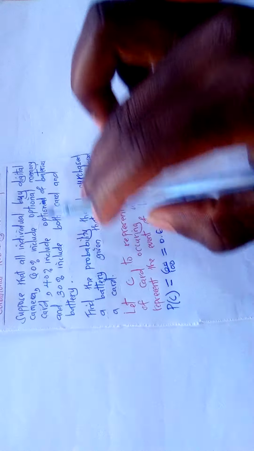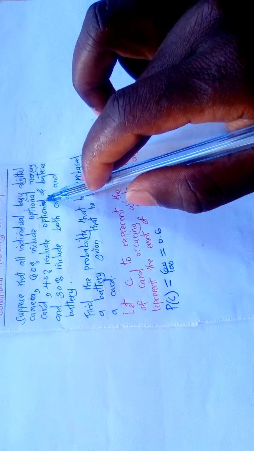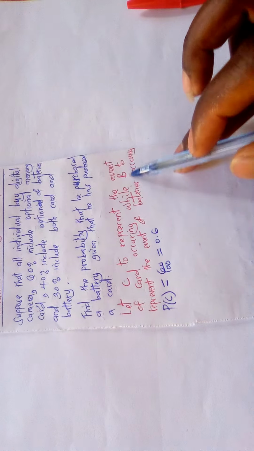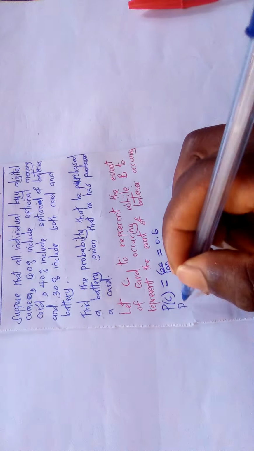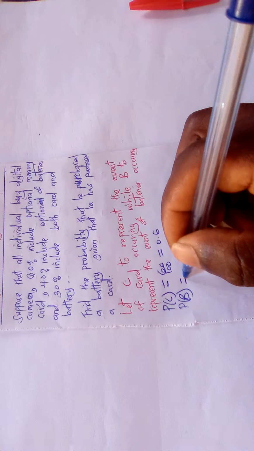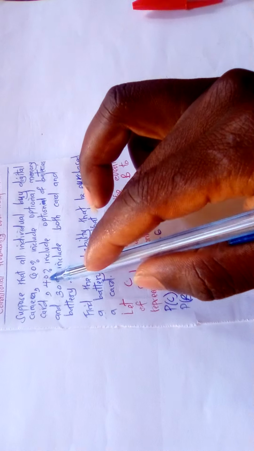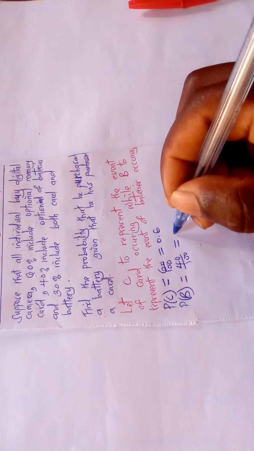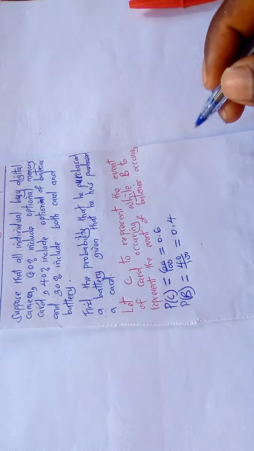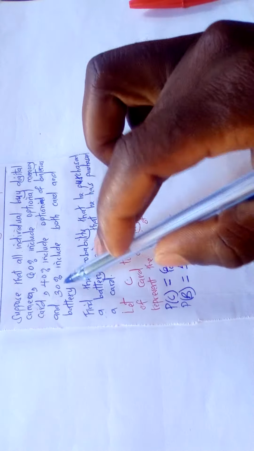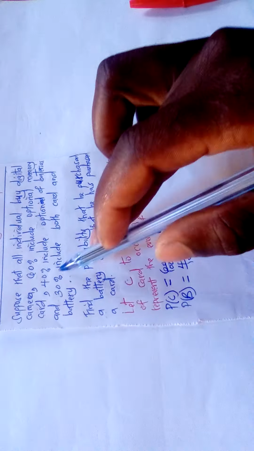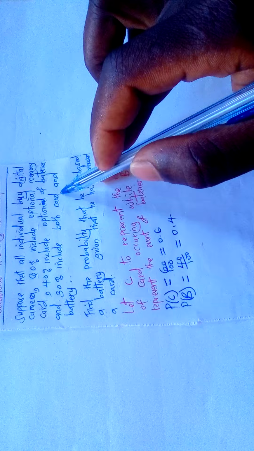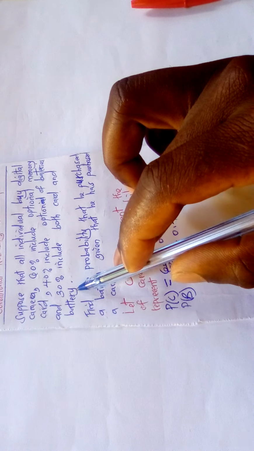Then here we've been told that 40% include the option of batteries, and for the term batteries, we say let B represent that event. So we can just say that the probability of B occurring is equal to 40%. That is 40 over 100, which is equal to 0.4. Yes. Then lastly, we've been told that 30%, very important, 30% include both card and battery occurring.